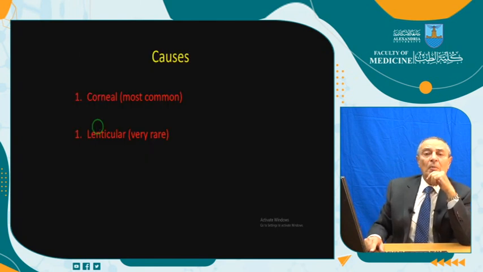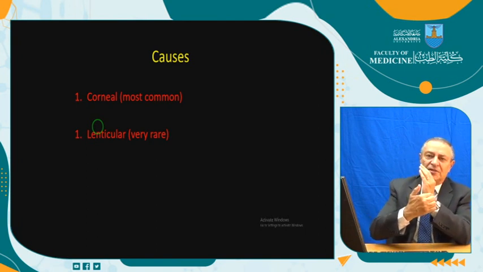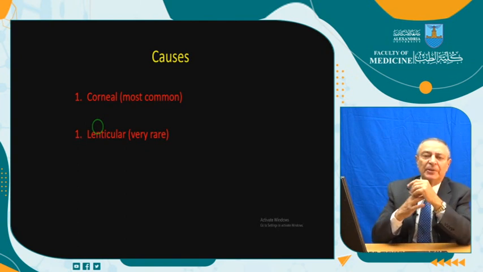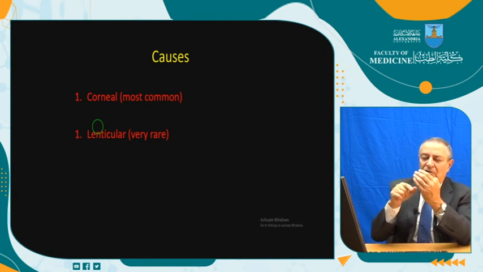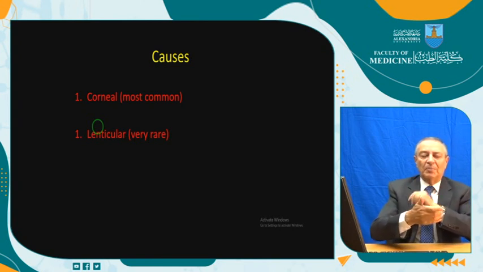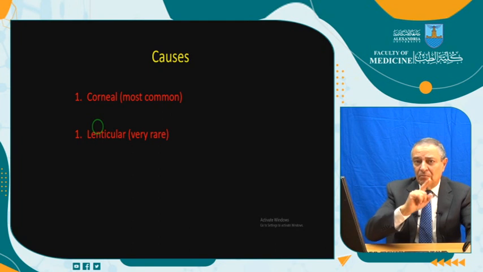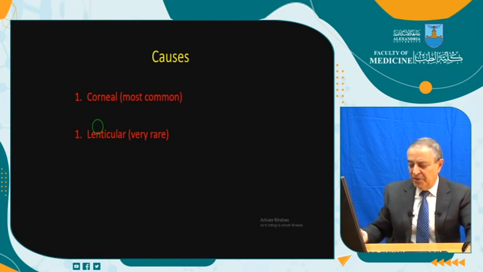And the most common cause, 98-99%, is corneal. It is very rare to be lenticular. Lenticular means that the curvature of the lens in one meridian is different from the curvature of the lens in the other meridian. This can only happen in a subluxated lens, the lens not in its proper place, with torn ligaments and the lens going to one side, being more curved in one meridian than the other. But mainly, 99% it is corneal: the corneal curvature in one meridian is different from the other meridian.